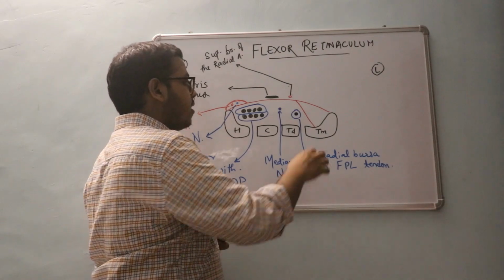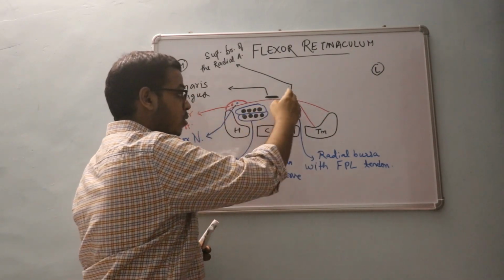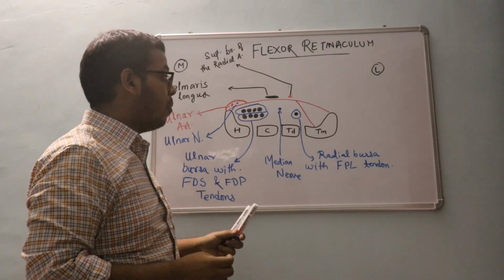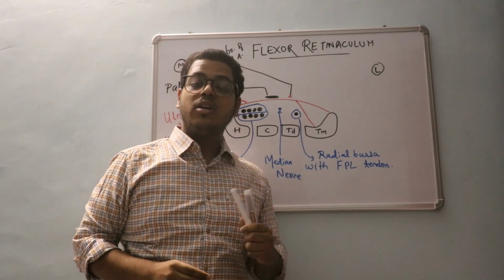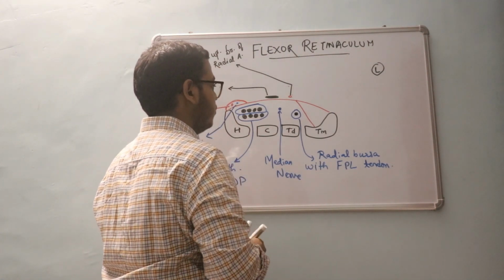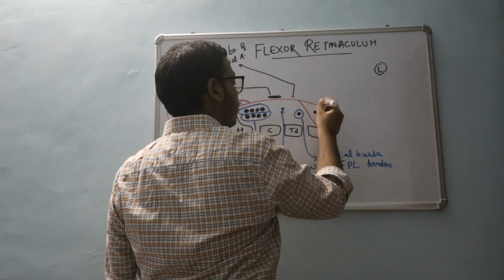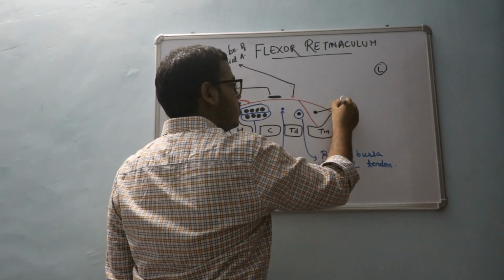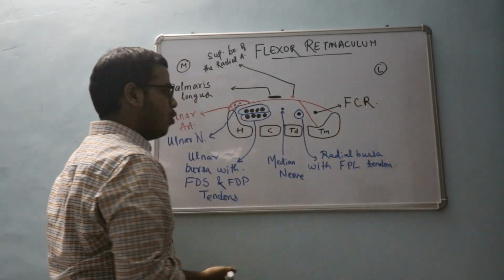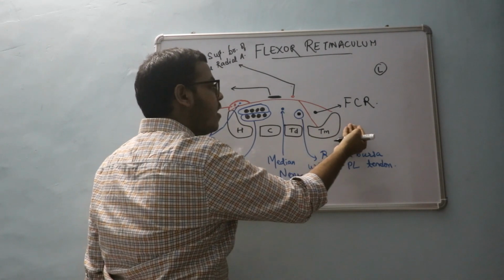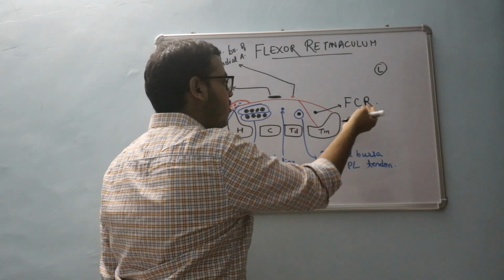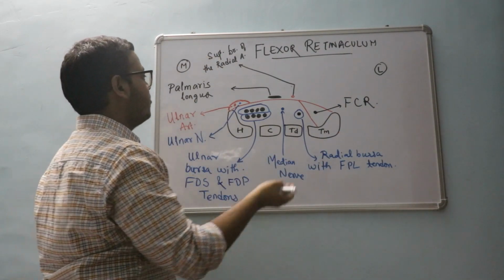Now you must be thinking about this small triangle, about the deep slip and this small triangle. What passes through this? A very important structure passes through, the flexor carpi radialis. Obviously this is on the radial side and it is the flexor compartment, so it has to be the flexor carpi radialis muscle, FCR.